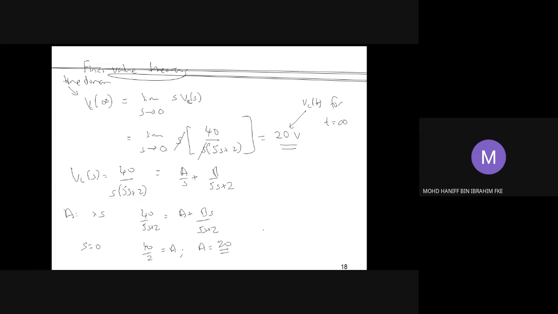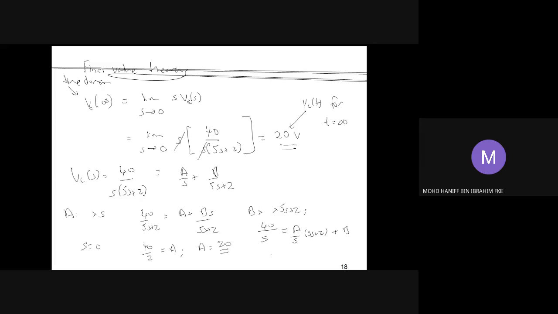And then for the B, we are using the same technique, the same method. To find the B, multiply both sides with S times 5S plus 2. So we're going to have 40 divided by S equals A over S multiplied with 5S plus 2 plus B. Sorry, I apologize for erasing this.